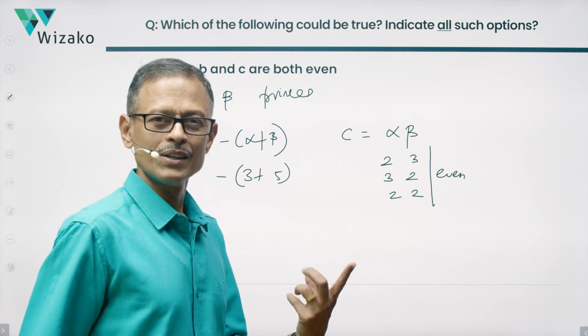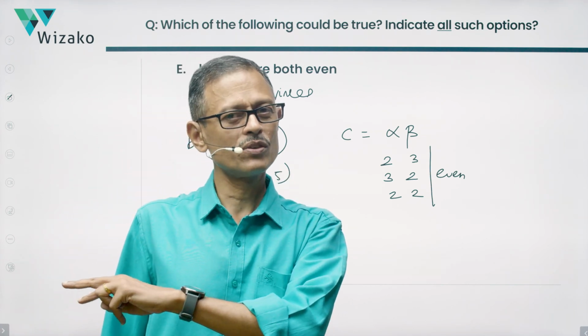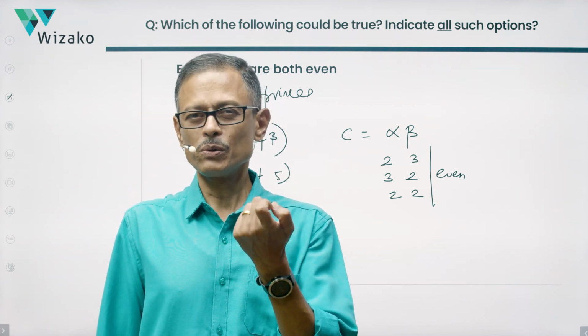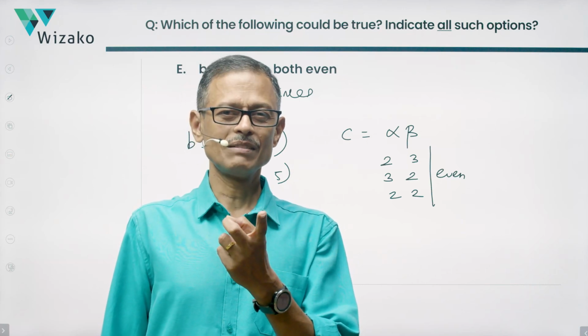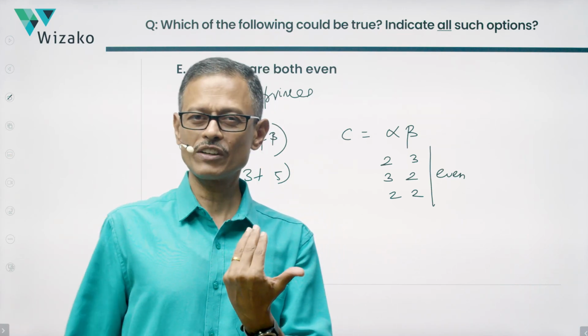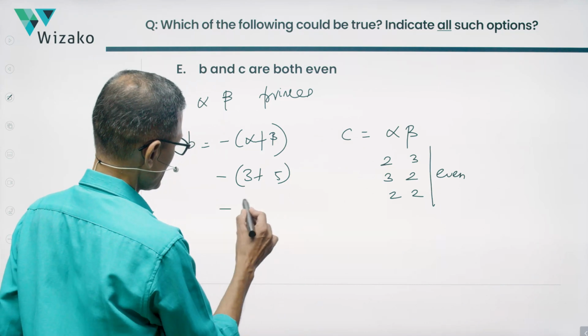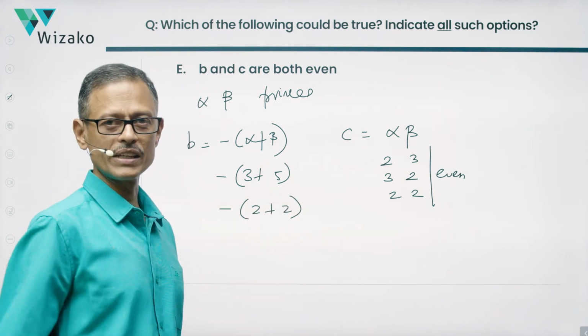Both of them being even, do we have two even primes? Not possible. But do both these roots have to be two different numbers? Not necessarily. We took it here, right? Minus of 2 plus 2 is also even.